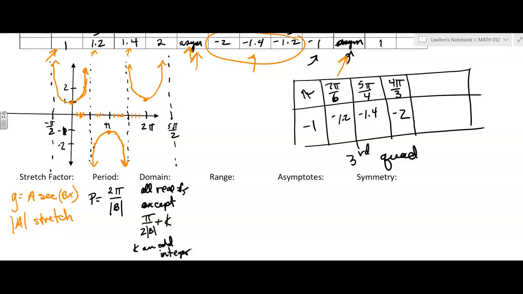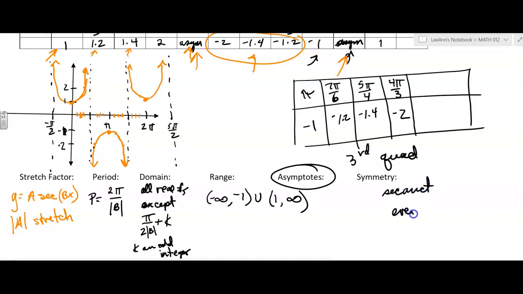Ooh, I'm running out of time. Okay, so the range, well, you've got the range from negative infinity to negative 1, unioned with 1 to infinity. The asymptotes, those we've already stated. Secant is an even function. So it's symmetric about the y-axis.